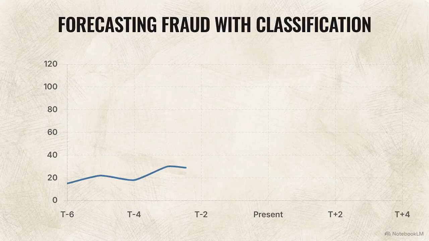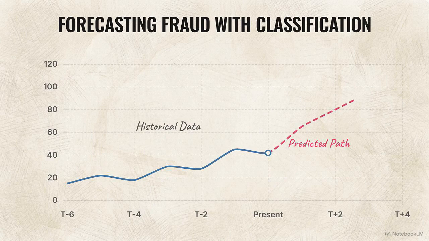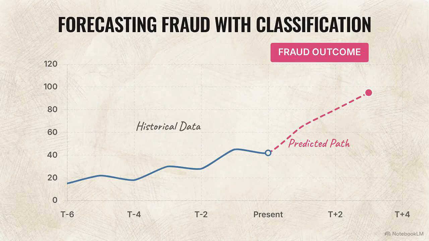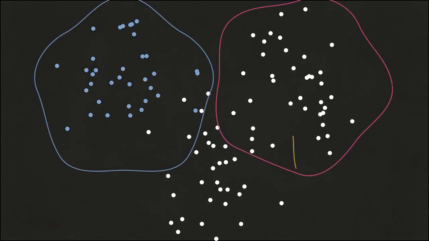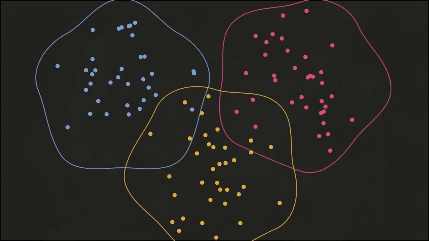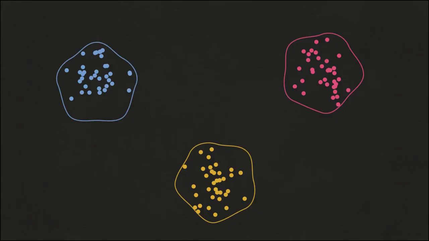Classification is the predictive path. It is built to forecast specific, known outcomes, like determining if a transaction should be flagged as fraud. Clustering takes a descriptive approach. It explores the data to uncover unknown relationships and affinities without any predefined labels.